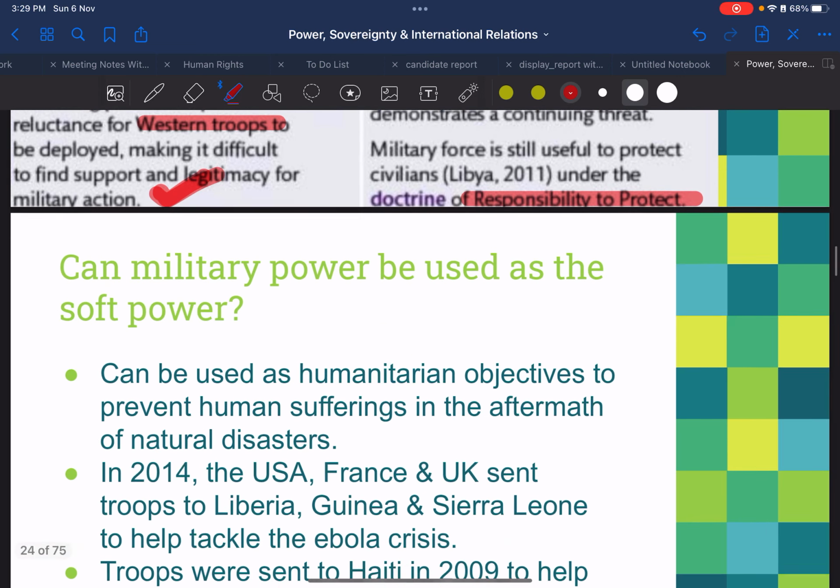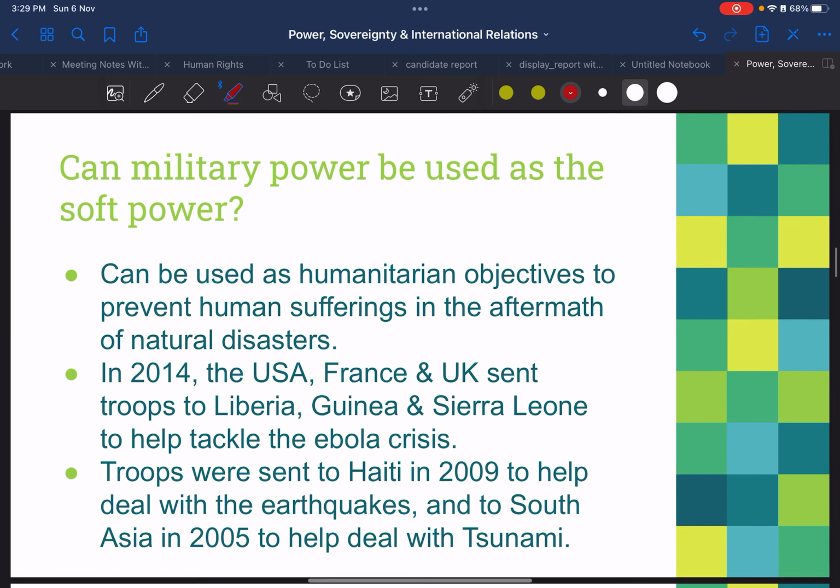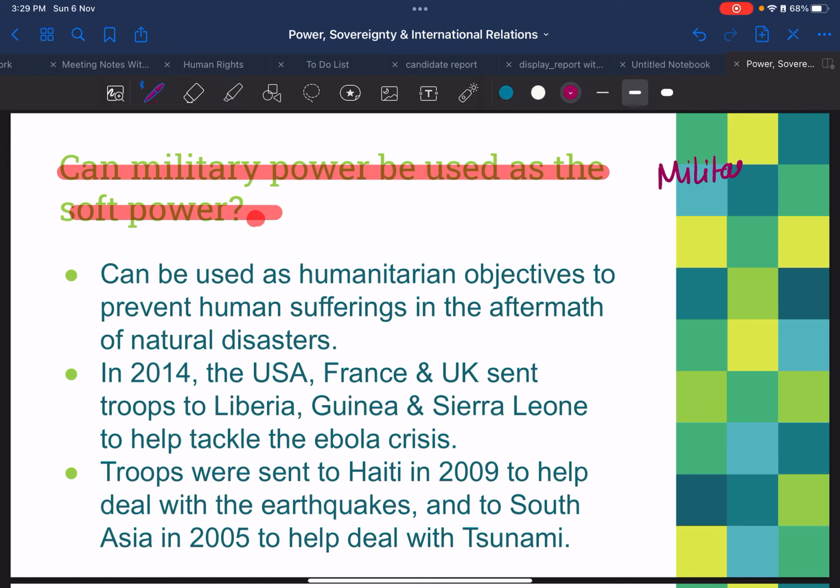Now the next slide says, can military power be used as soft power? In the upcoming slide, you will see two sides of the same type of power. The topic is military. Military is used majorly as hard power, which is the realist school of thought. Here it can be used as soft as well. So military can be used as hard and as soft. When hard?